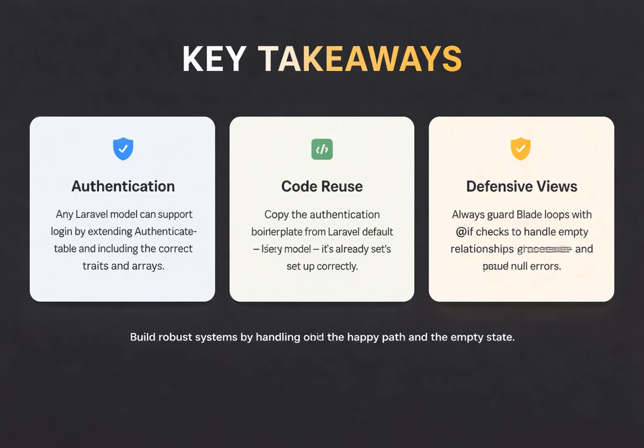To close out this entire series of sessions, here are the 3 most important things to walk away with. First, Laravel's authentication system is not limited to just the user model. Any model can be made authenticatable by extending the right class and including the right properties. Second, don't reinvent the wheel. The default user model is your template, and copying from it saves time and prevents mistakes. And third, always write defensive Vue code. Real-world data is messy and incomplete, and your application needs to handle empty states gracefully. These principles, reusability, correctness, and resilience, are what separate a beginner's code from production-ready code.